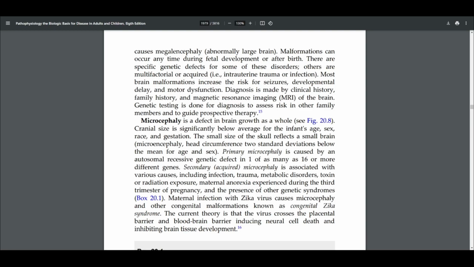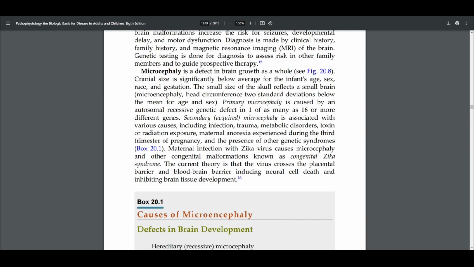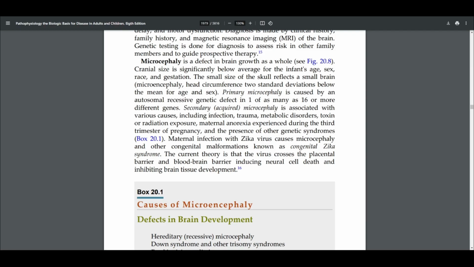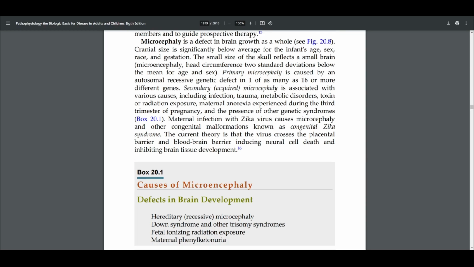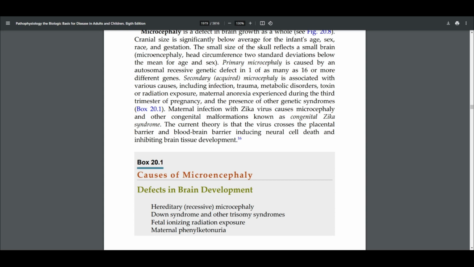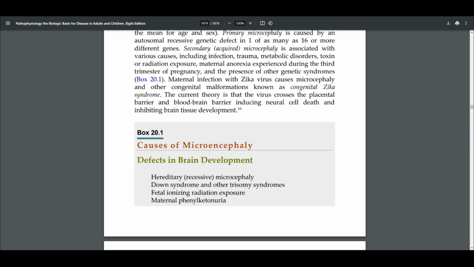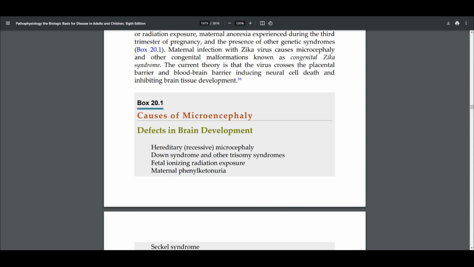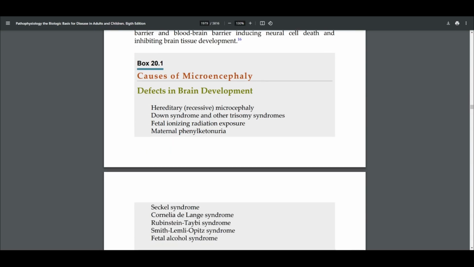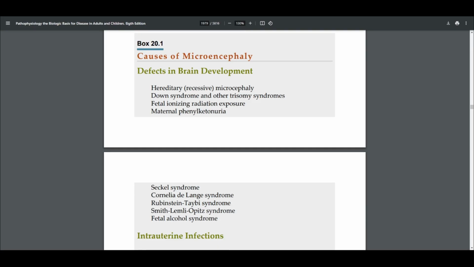Maternal infection with Zika virus causes microcephaly and other congenital malformations, known as congenital Zika syndrome. The current theory is that the virus crosses the placental barrier and blood-brain barrier, inducing neural cell death and inhibiting brain tissue development. So here are some causes of microcephaly.